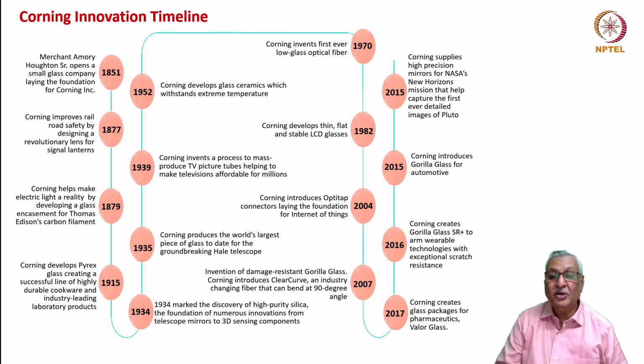Corning introduces OptiTap connectors, laying the foundation for the Internet of Things, way back in 2004. Invention of damage-resistant Gorilla Glass, another game changer for smartphones. It also introduces ClearCurve, an industry-changing fiber that can bend at a 90-degree angle. Then in 2015, it supplies high-precision mirrors for NASA's New Horizons mission to capture the first ever detailed images of Pluto. And then Corning goes on to introduce Gorilla Glass for automotive and Gorilla Glass SR+ for wearable technologies with exceptional scratch resistance. And Corning creates glass packages for pharmaceutics, Valor Glass.